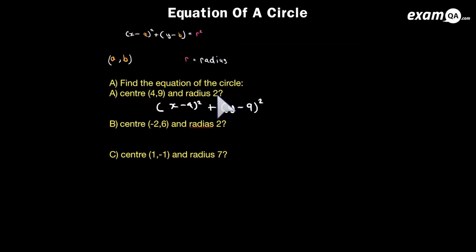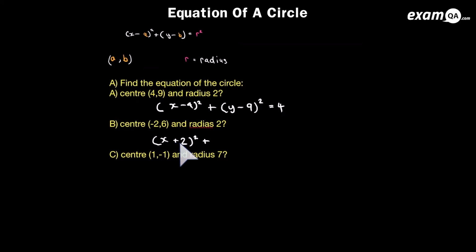It's going to equal 4. Okay, let's do another one. So it's going to be x minus the x coordinate, squared. However, the x coordinate here is minus 2, so you just need to be a little bit careful. It's going to be minus minus 2, which becomes plus 2.